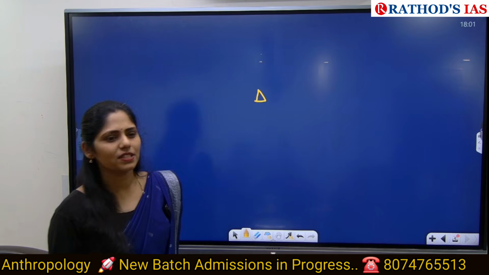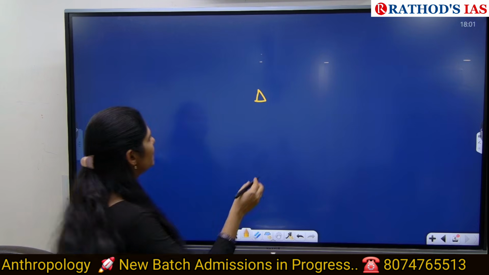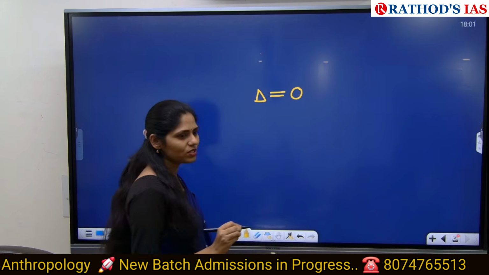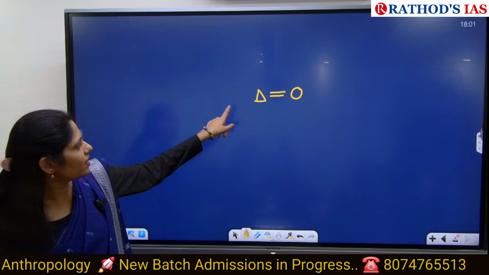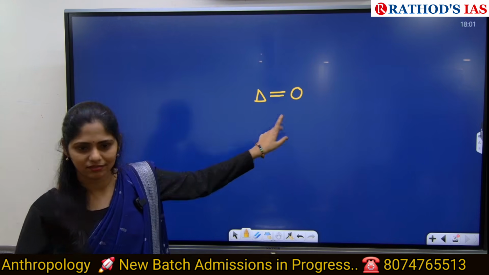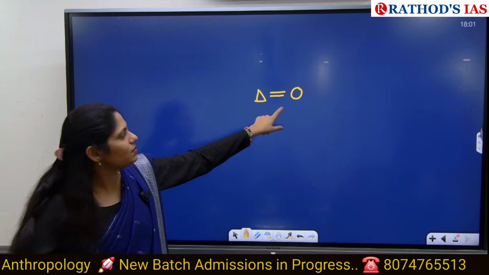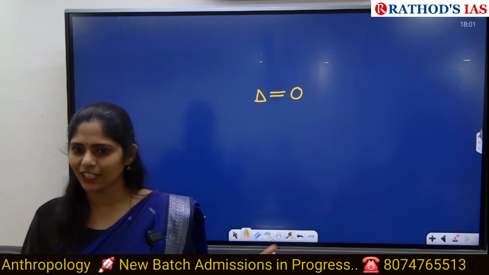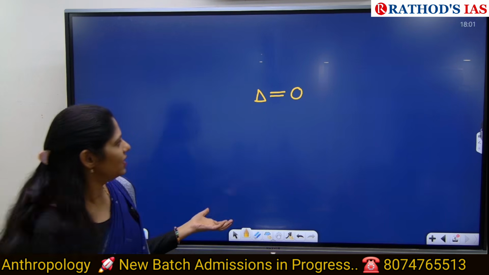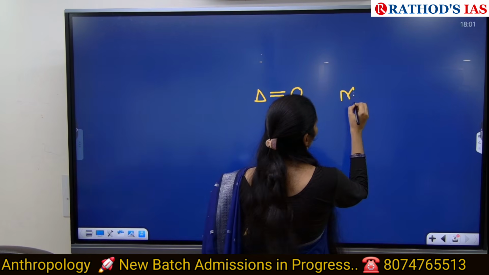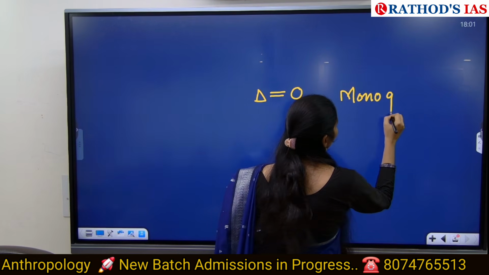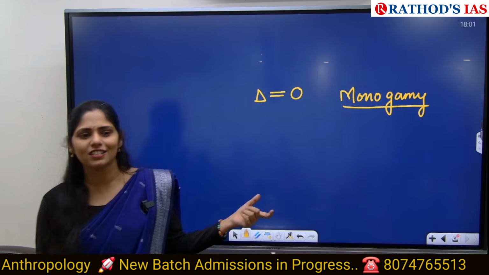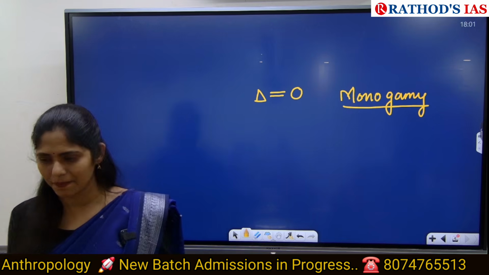A triangle is normally represented as male, and a circle will be represented as female, and in between, the equal to symbol will be marriage. So here, husband and wife. How many husbands, how many wives? One. It is called mono. The word we'll use here is mono, and for marriage we will use gami. So this type of marriage is monogamy.